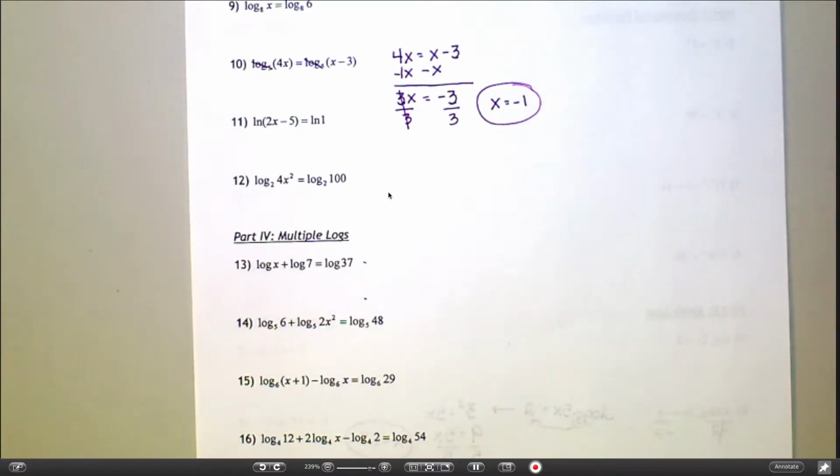What else would you like to see, Emily? 16? Okay. Oh yeah, 16 looks fun. And did I also hear 15? Did we need 15 and 16? Okay. So 15, I've got 3 different logs in this problem. But do I have any other numbers that are not logs?